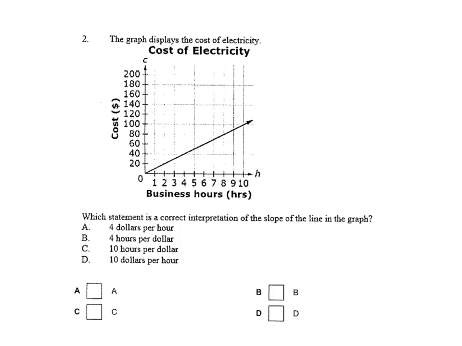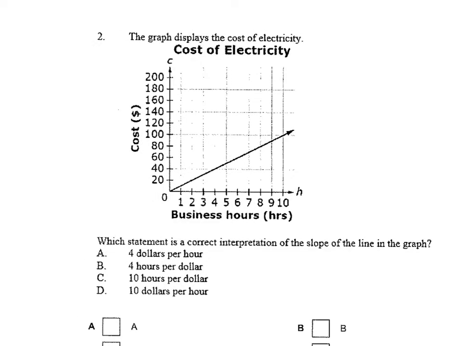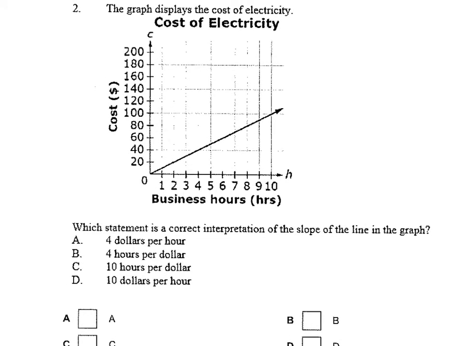Number 2, which statement is a correct interpretation of the slope of the line in the graph? So A, $4 per hour, B, 4 hours per dollar, C, 10 hours per dollar, D, $10 per hour. First of all, anytime it says hours per dollar, so B is saying you worked 4 hours per $1. That's not good. Do not work 4 hours for $1. C says 10 hours for $1. No, it needs to say dollars per hour is what we need to see.